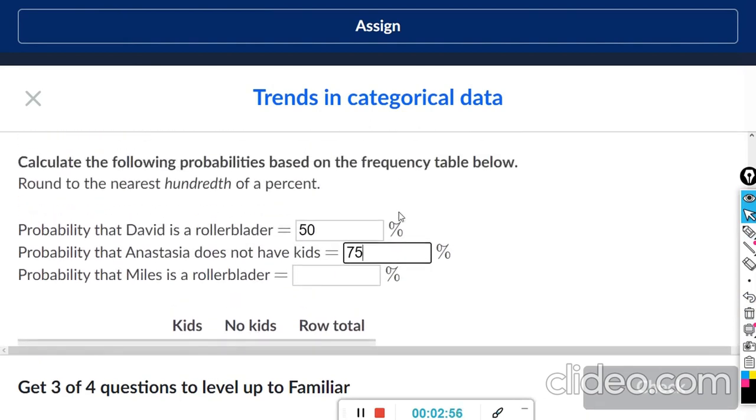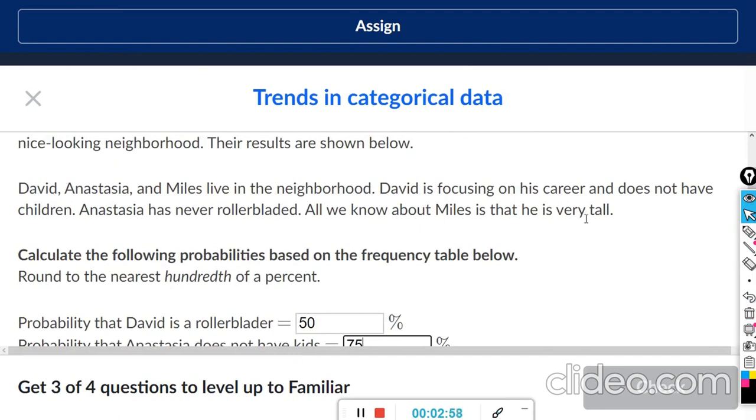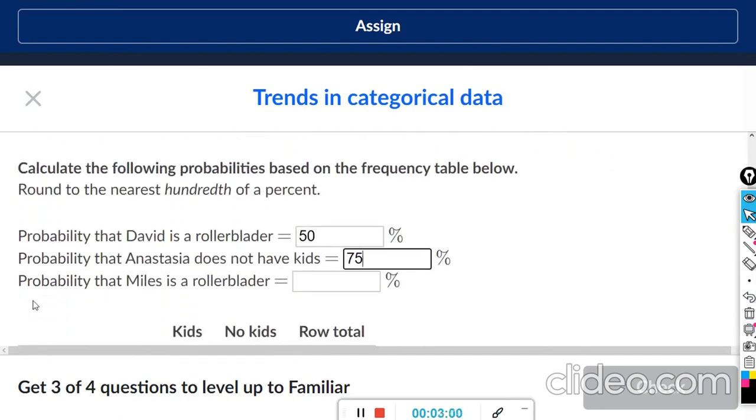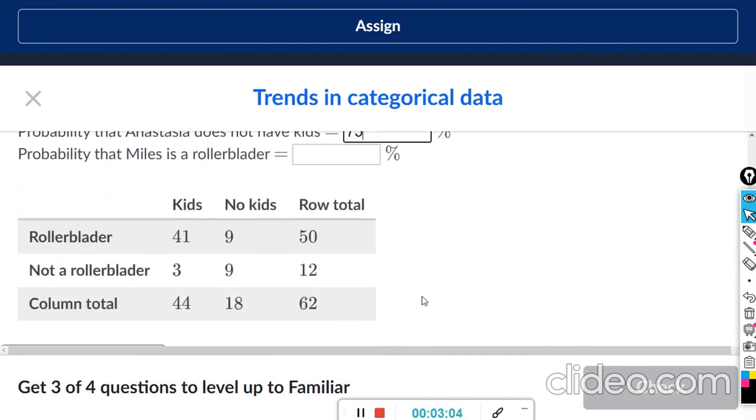And then finally, all we know about Miles is that he is very tall. So probability that Miles is a rollerblader? Well, we don't have a column for people that are tall. So we just have to look at the overall chart. Probability that Miles is a rollerblader. Well, here's the rollerblader row: 50 out of 62 are rollerbladers.